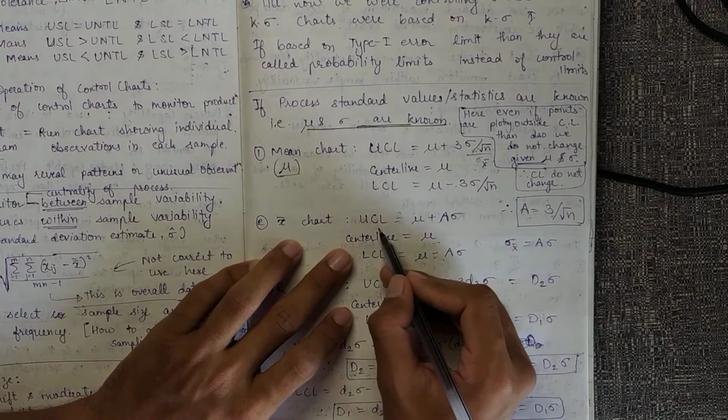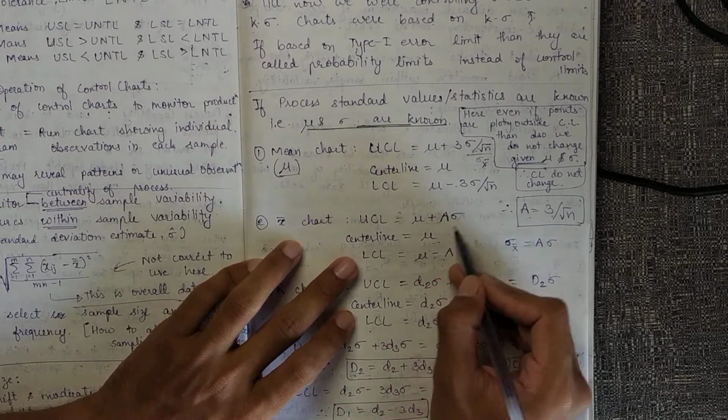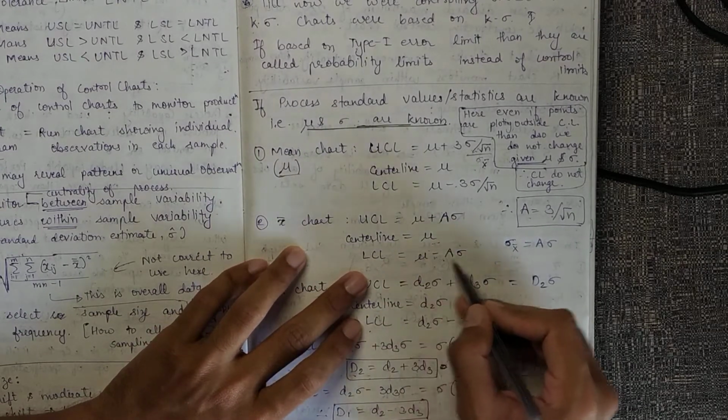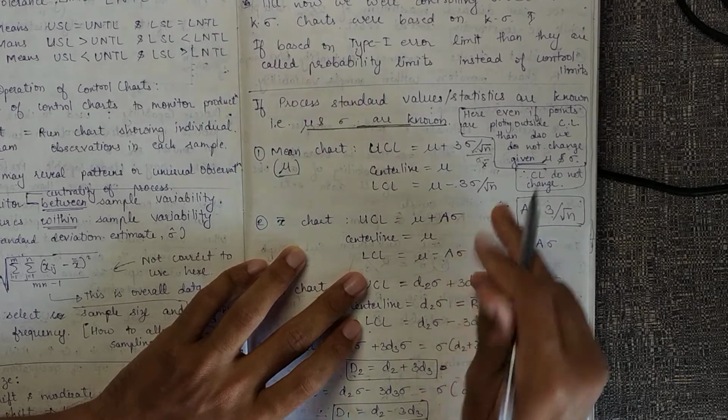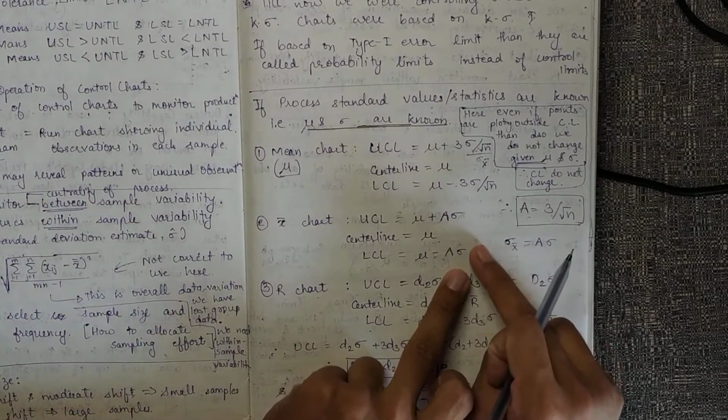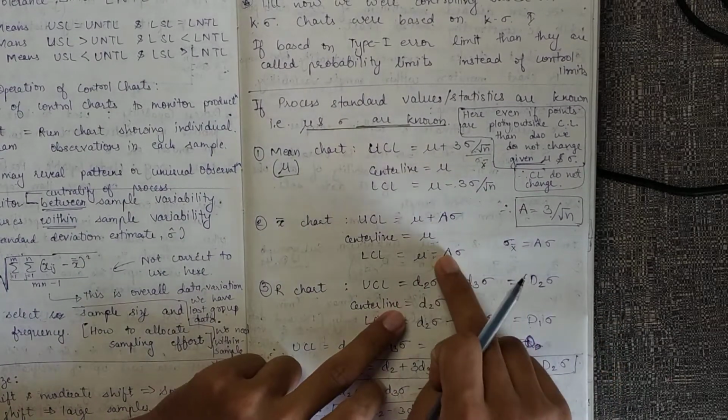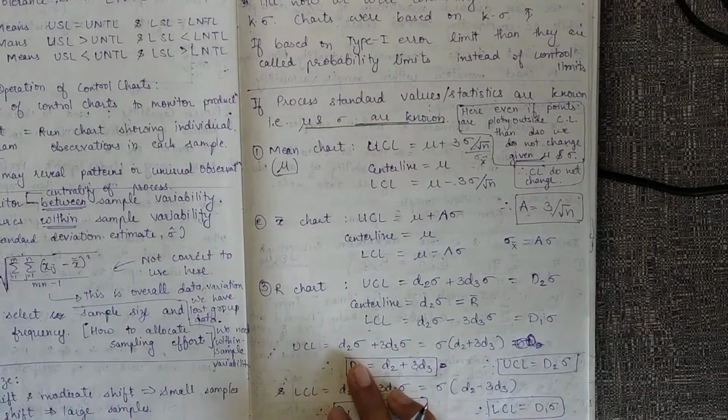Center line will be mu. Upper control limit mu plus A times sigma. Lower control limit mu minus A times sigma. And again we can equate these two limits and find out a relation between A and root n.